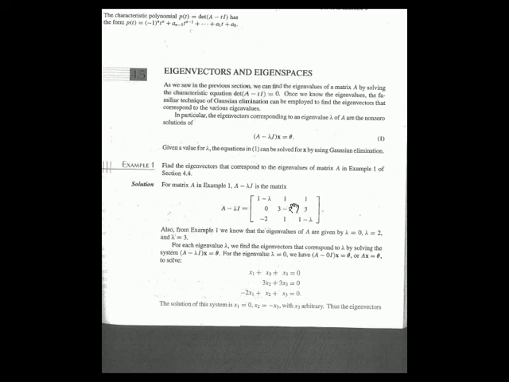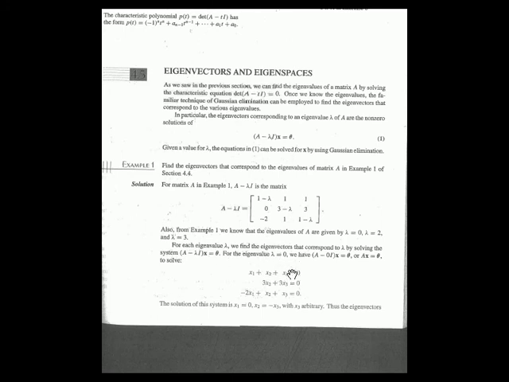The null space of A minus lambda I for a particular eigenvalue lambda is called the eigenspace, and it has at least dimension 1 because there are guaranteed to be some non-zero solutions. It might be more than 1. In this case, it's 1.